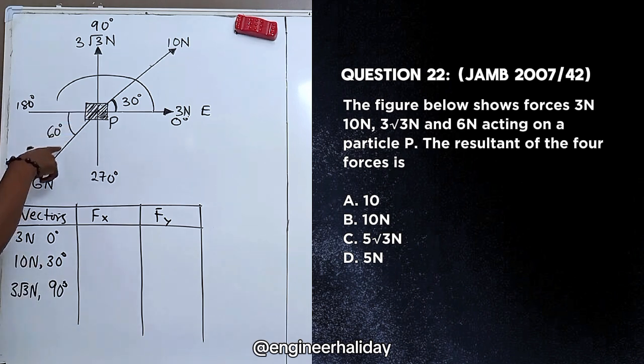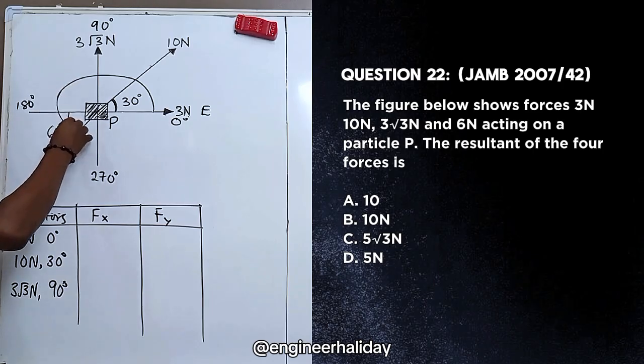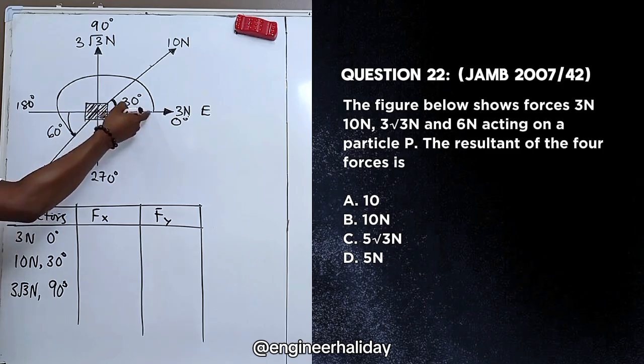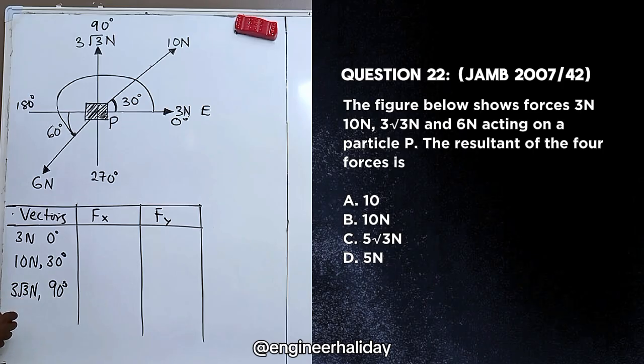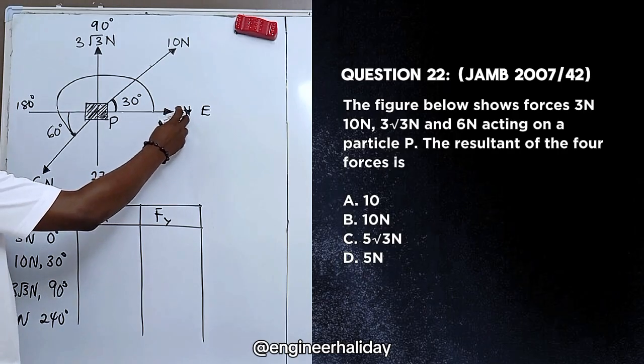Then which other force do we have here? We have another one, which is 6 Newton. If I continue to rotate the angle, what would this angle be? This is 90, this is 180, plus 60 is 240. So I'm going to have it as 6 Newton, 240 degrees.